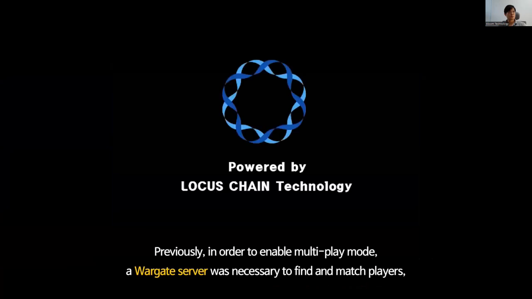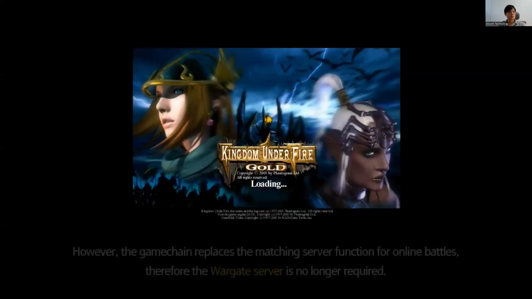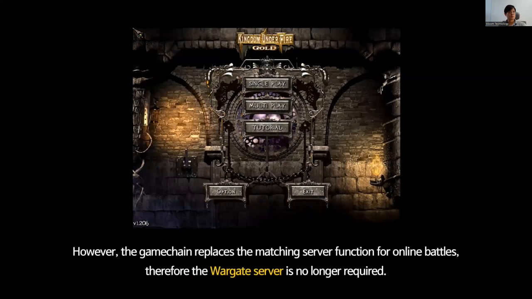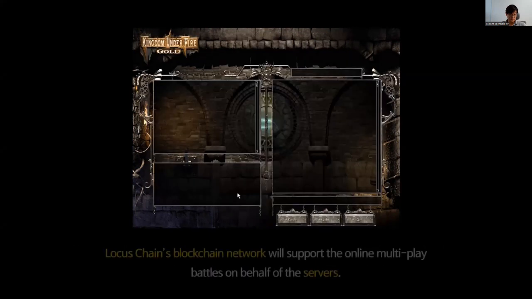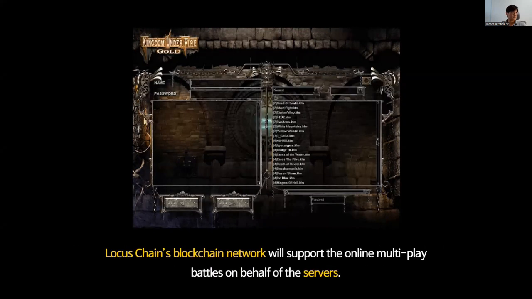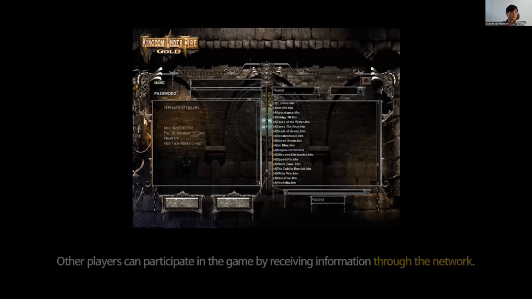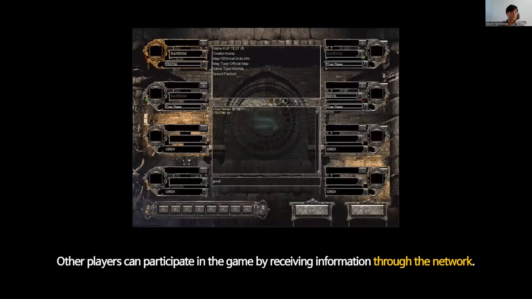Previously, in order to enable multiplayer mode, a Wargame server was necessary to find and match players, but the server is no longer operational. However, the GameChain replaces the matching server function for online battles, therefore the Wargame server is no longer required. Locus Chain blockchain network will support the online multiplayer battles on behalf of the servers. Other players can participate in the game by receiving information through the network.